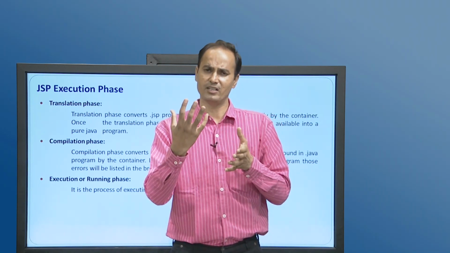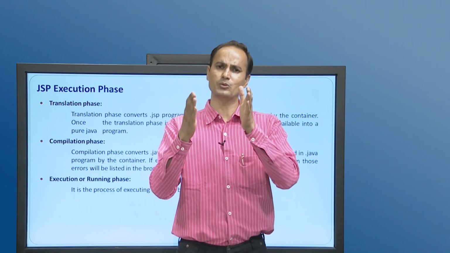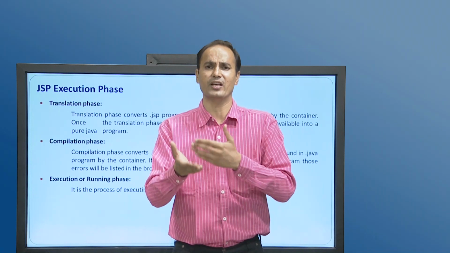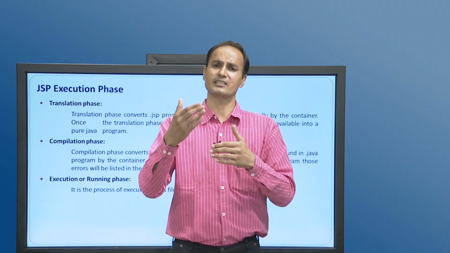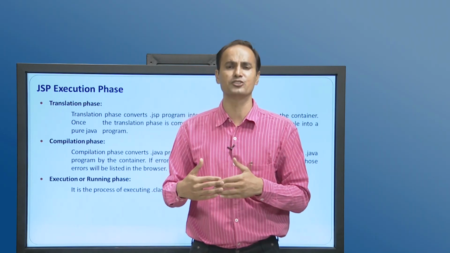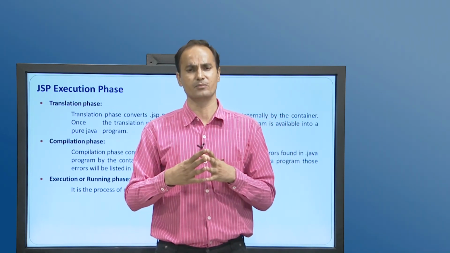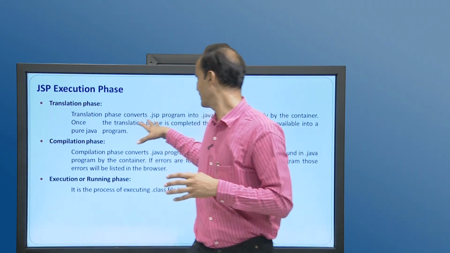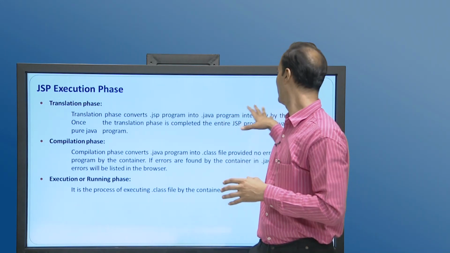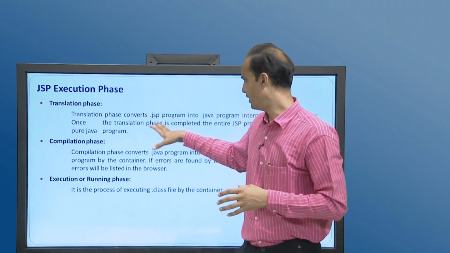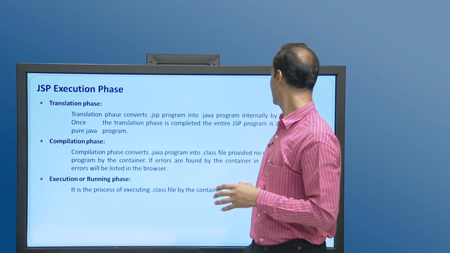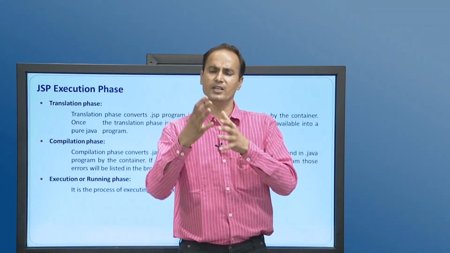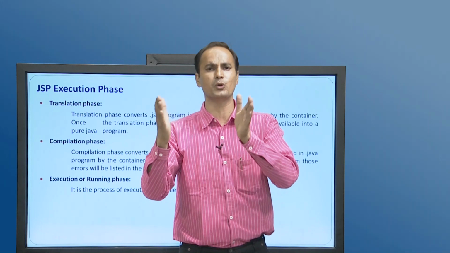Once the JSP page is translated into a servlet page, that is a Java file, that translated Java file will be compiled, and once it is successfully compiled, it is going to be executed by the underlying container for forming the response and processing the request. So the translation phase simply converts the JSP program into a Java program internally by the container. Once the translation phase is completed, the entire JSP program is available as pure Java. So the translation phase is responsible for converting the JSP file into a Java file.